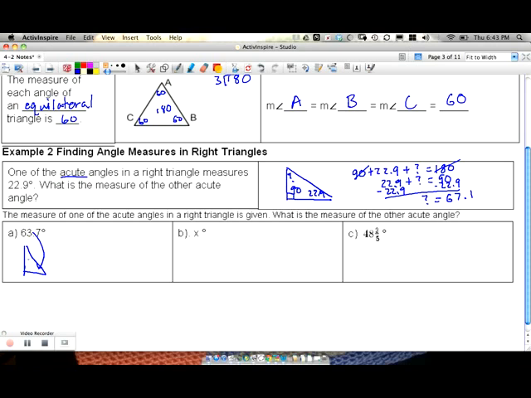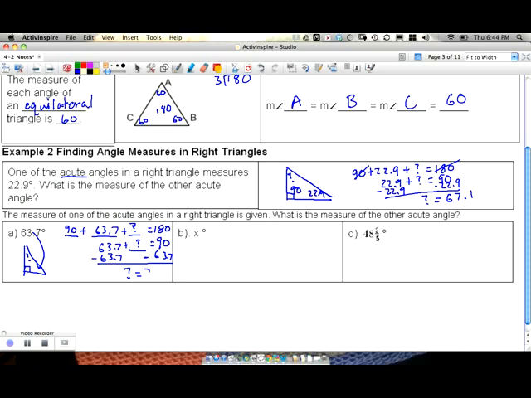Well, we know if it's a right triangle, then we got the 90 plus the 63.7 plus the third one equals 180. But let's shortcut that, and we'll say that it's just 63.7 plus that second acute angle equals 90. So we subtract 63.7, subtract 63.7, and that question mark, the angle in question is 90 minus 63.7, which in this case would be 26.3.